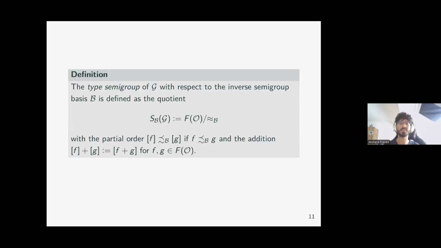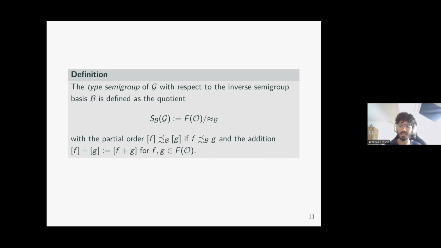So the type semigroup is just F of O quotiented out by the equivalence relation that comes out from this dynamically below relation. The dynamically below relation is a pre-order, and you take its equivalence classes and quotient out F of O with it. Then that's the type semigroup, and this will be an ordered monoid. And the order and the sum are as I've shown here. Okay, so now that the definition of the type semigroup is out of the way, I can go about relating ideals and states of the groupoid C*-algebra to it.